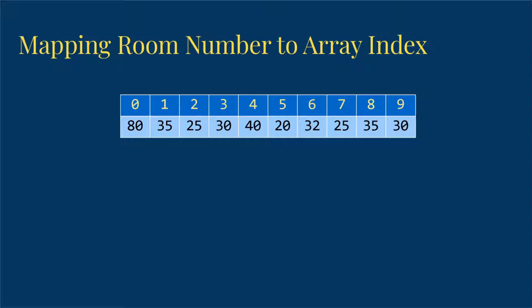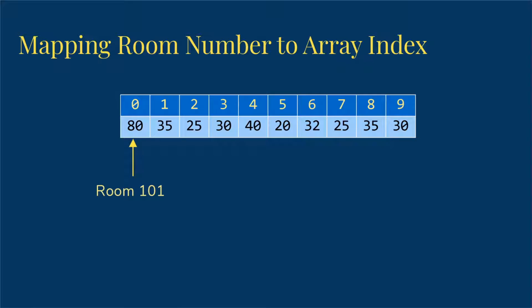Suppose that I have a classroom building and I want to keep track of the number of chairs in each classroom on the first floor. This will be a relatively small building with just 10 classrooms with room numbers 101 through 110. Now we have an array of 10 integers that will hold our chair counts for our different classrooms.